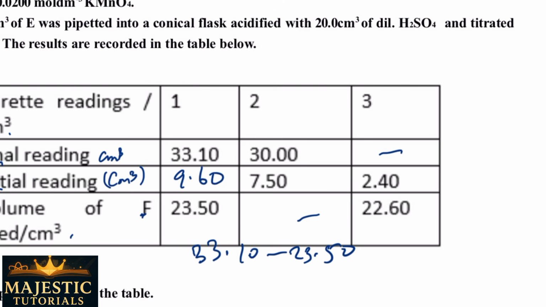Remember to write this 0. Don't just write 9.6; you will lose a mark. Keep it in 2 decimal places, and then 3 significant figures possibly when you want to get your concentration. You follow the same pattern. The idea here is that to get this volume of A used, you subtract the initial burette reading from the final, which is 9.6.